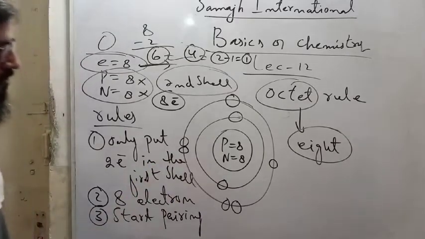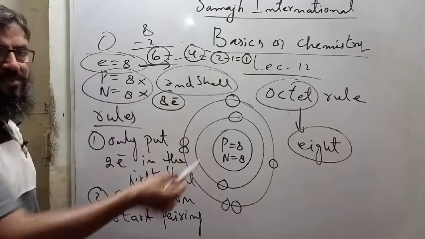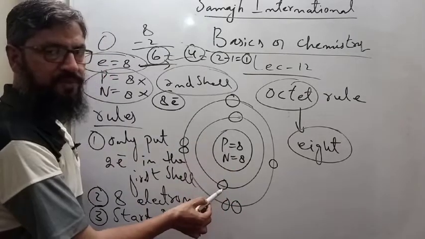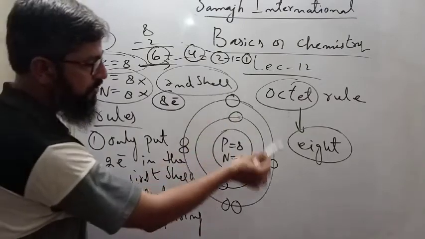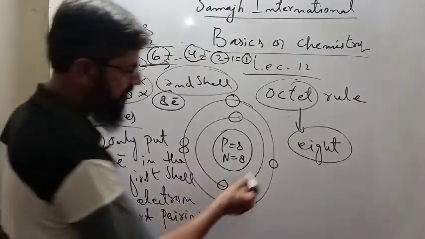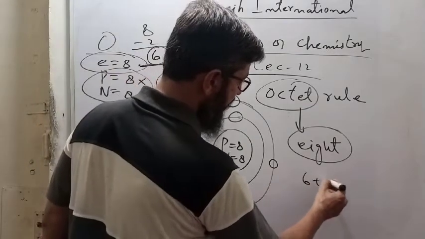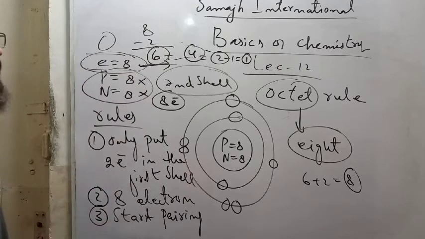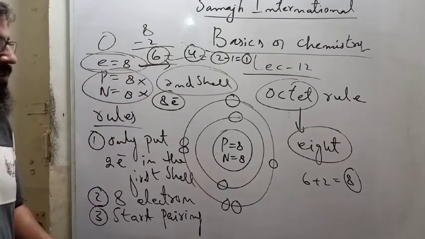So now, how many electrons is this diagram showing? The first 2 electrons in the first shell, and 2, 4, and 2, 6. 6 and 2, 6 plus 2, 8 electrons. How many electrons does the oxygen atom have? 8 electrons. Let's take another example.